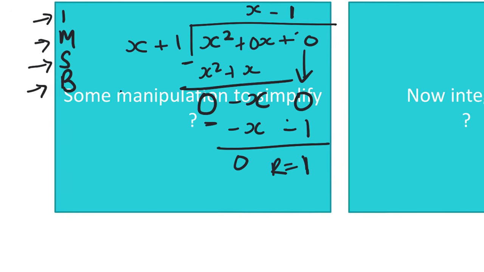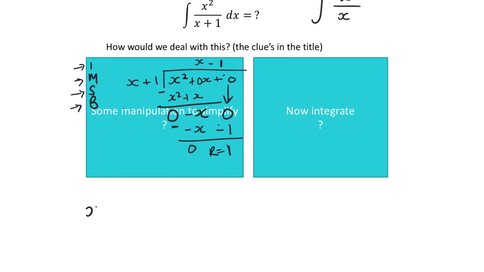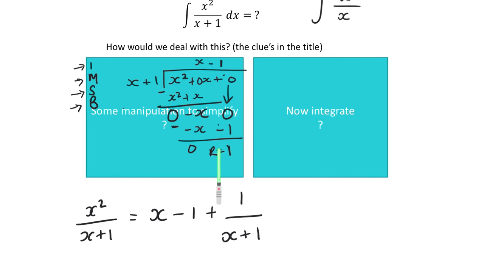Okay, so that means that x squared plus x plus 1 can also be written as what? X minus 1 plus 1 over x plus 1. Okay, because we have our quotient and remainder, yeah? So now what we've done is essentially this. Is this fraction top heavy?